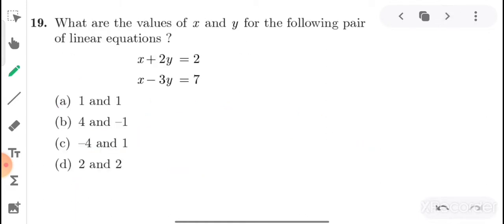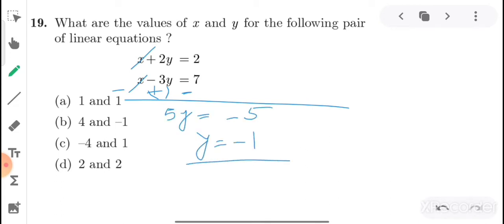See the next question. What are the values of x and y? We have to solve the equations. If we take the elimination method, it will be easy to solve these equations. Just subtract, this is minus, plus and minus, x omitted, 5y equal to minus 5, y is equal to minus 1. Hence x equal to 2 minus 2y, 2 plus 2 equal to 4. x will be 4 and y equal to minus 1.